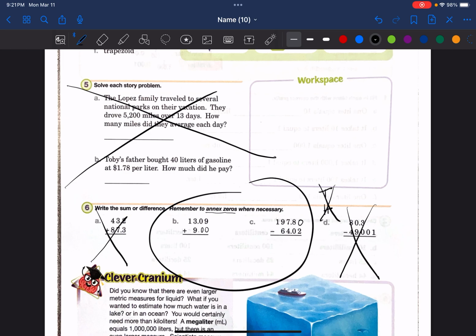Also, how do I take away, like 2's on the bottom? If there's nothing to take away from, how would I borrow? So you need to add in those zeros.